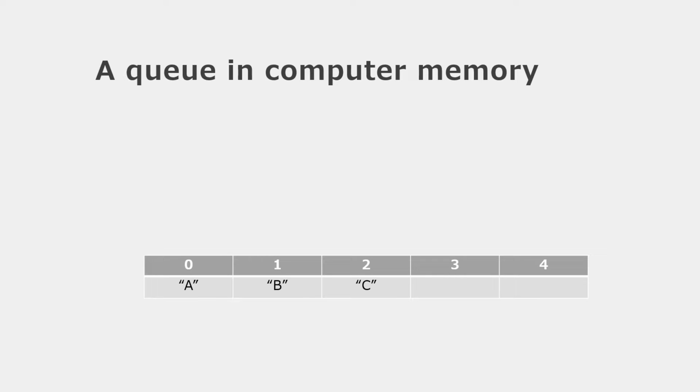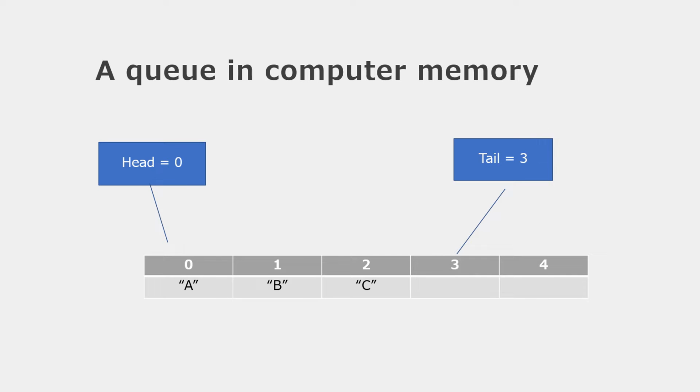So here's a queue implemented in computer memory. As before, we've got a series of numbered data locations, and some of those data locations are holding items of data. The computer will remember the location of the head of the queue, in this case position 0, and the location of the tail of the queue, in this case position 3. Data will be removed at the head and new data will be added at the tail.